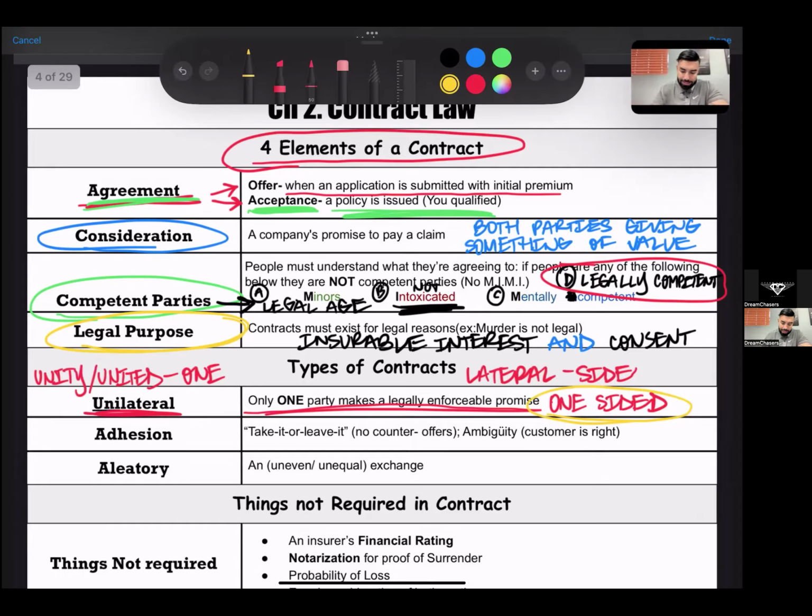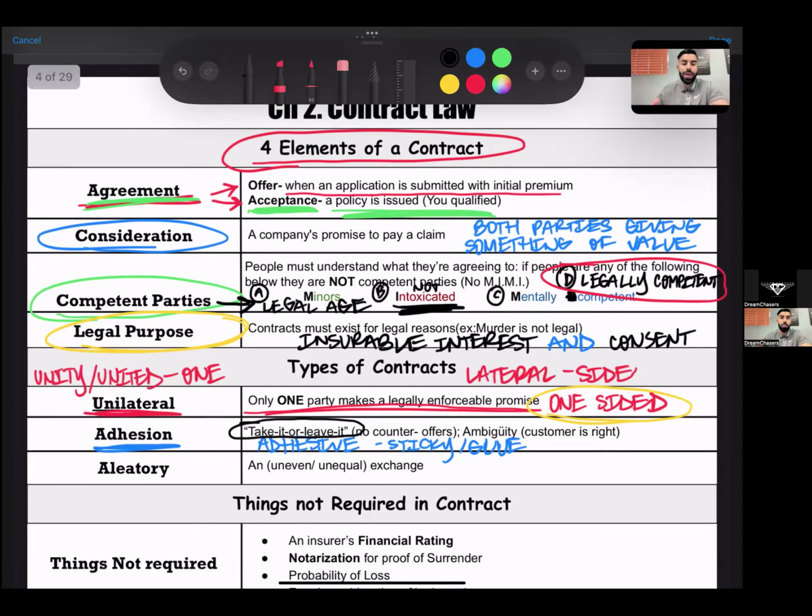Next is a contract of adhesion. So a contract of adhesion, if you look at the word adhesion, think of adhesive, which if you think of something that's adhesive, it's something that's sticky. Okay, think of it like glue. So a contract of adhesion, in other words, is offered on a take it or leave it basis.